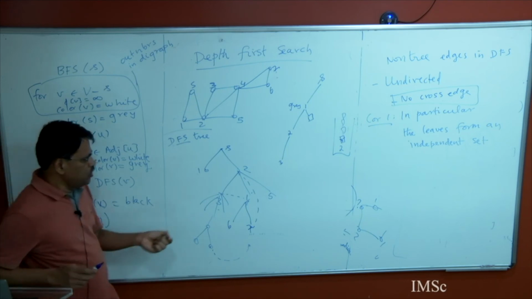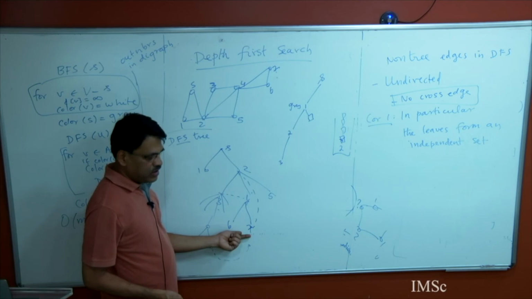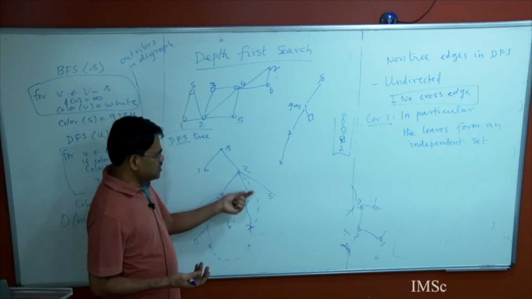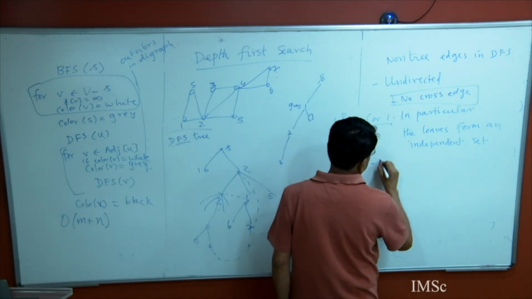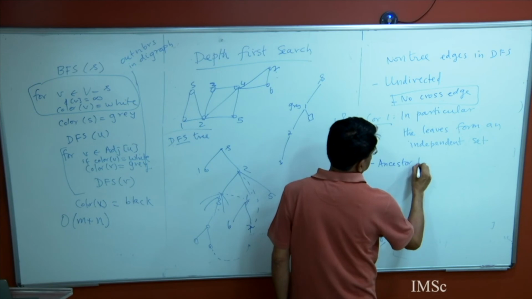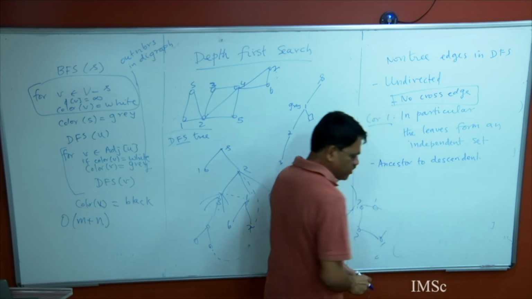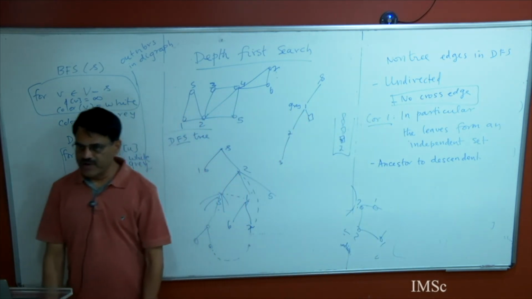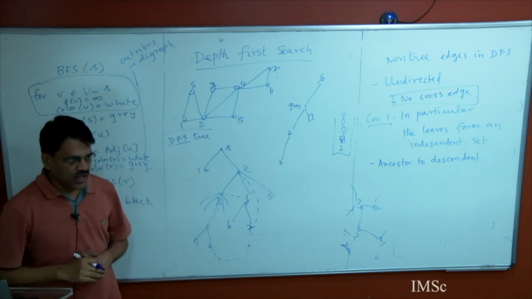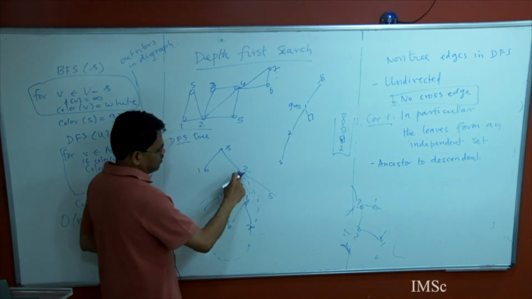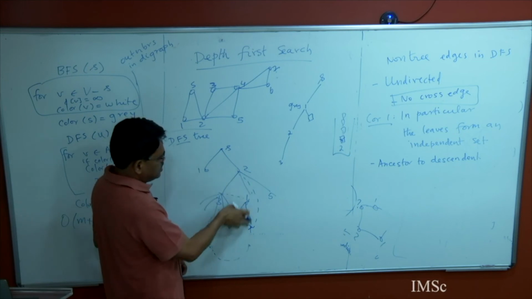You can, because 2 decided to explore 4 first, and in the exploration of 4, 7 got in. So this is an edge from ancestor to descendant or descendant to ancestor. Take any vertex, all its nodes in the subtree are descendant vertices and its parent and anything above is ancestor vertex. Then a non-tree edge can be from an ancestor to descendant. So there are no cross edges, there are edges of this type.